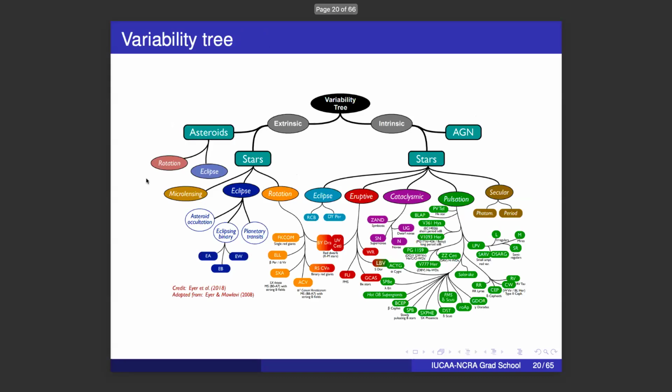Things are so bad that this is what a variable star tree looks like. Some of them, of course, are not even stars; they're asteroids, rotating or eclipsing and so on. But within the stars also, there are so many categories. And for 200 years, people were trying to combine these into one. So there is no grand unified theory for variable stars. The intrinsic ones are very, very diverse, and we will look at one or two of them.